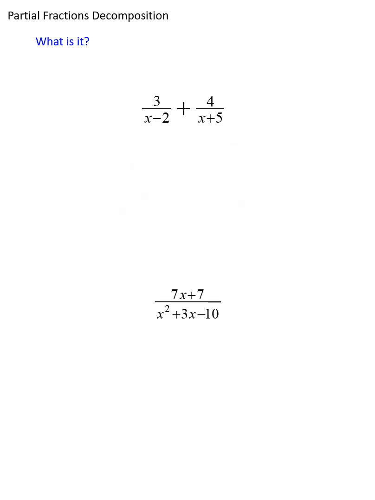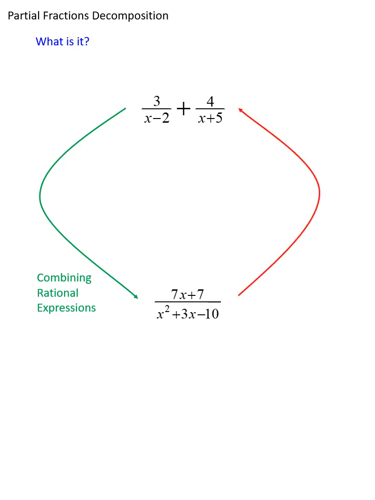And this process of going from multiple fractions added together into a single fraction is called combining rational expressions. That's something you've seen before, chances are you have if you're watching this video. But that isn't what we're doing in this video. We're going the other way. In other words, we'll be given the expression at the bottom, a single fraction, and have to decompose or break it up into the sum of two or more fractions. That's called partial fractions decomposition.